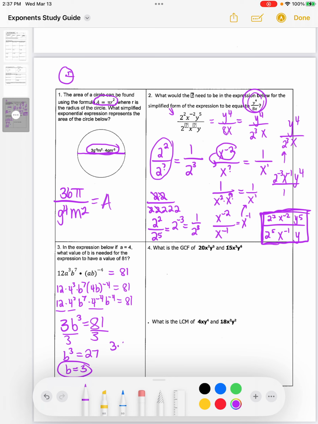3 times what number to the 3rd power equals 81? It would be 3, since 3 times 3 times 3 is 27. 3 times 27 is 81, so the answer would be that b is equal to 3.